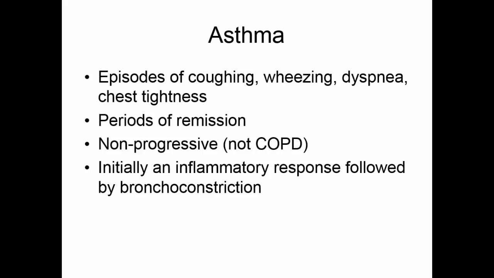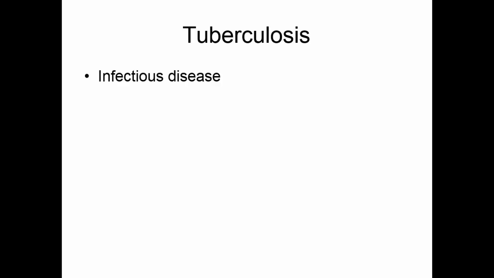Initially, there is an inflammatory response, and then the bronchioles constrict, making it hard to move air. This leads to the tightness of the chest. The most common stimulus for an asthma attack is some allergen that's very common in the home, dust or mold spores. Tuberculosis is an infectious disease caused by the bacterium Mycobacterium tuberculosis.